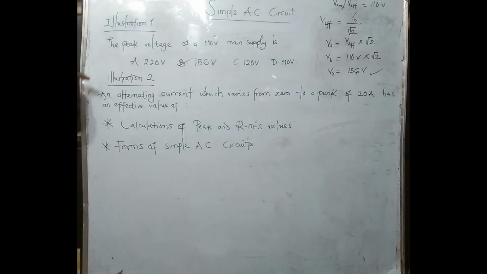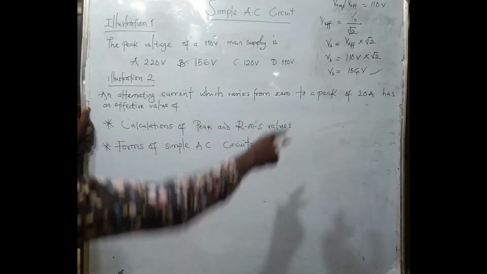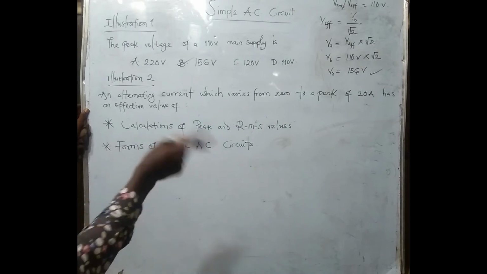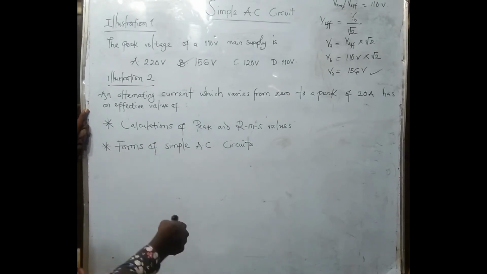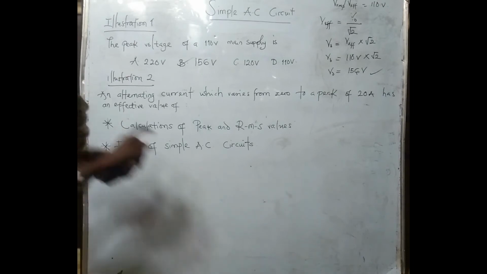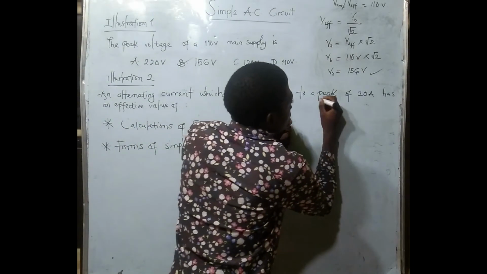So for us to consider the second example, we can see that this is with respect to current. So an alternating current which varies from 0 to a peak of 20 ampere has an effective value of, so in this case what we are expected to look for is an effective value of our current. Then they already give us that our what?